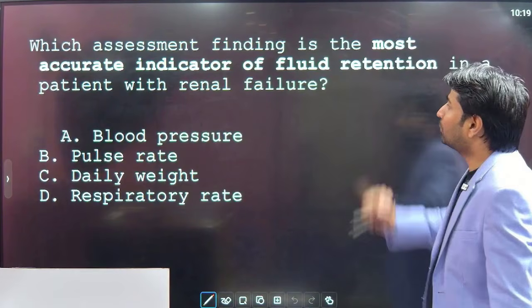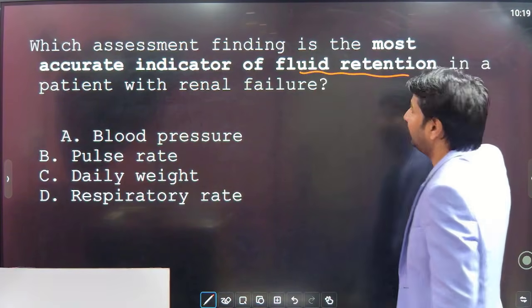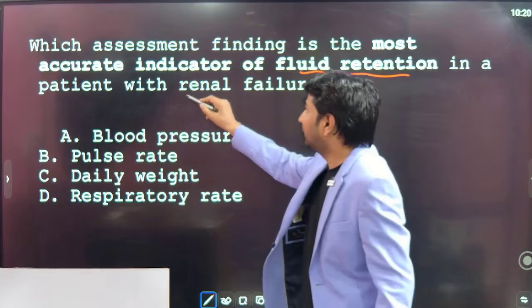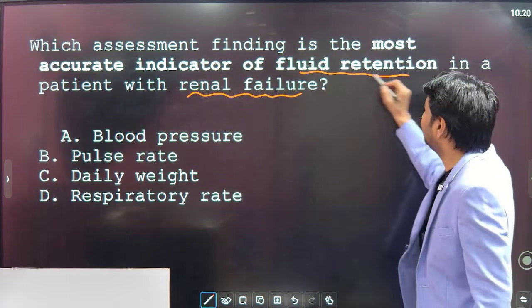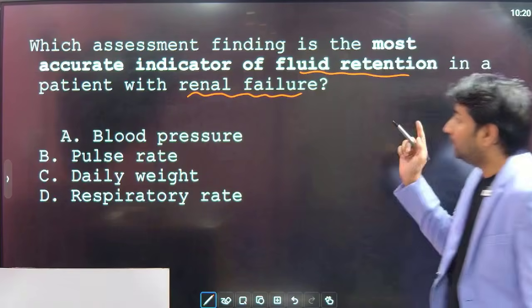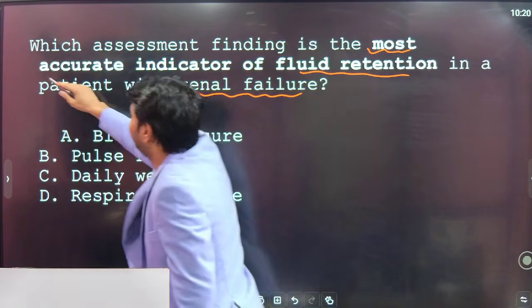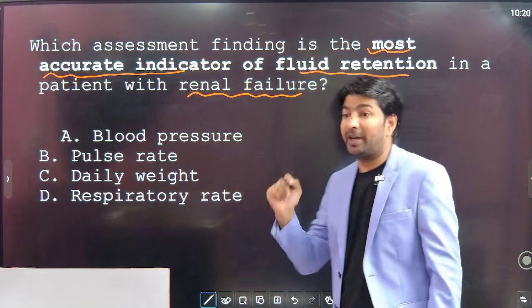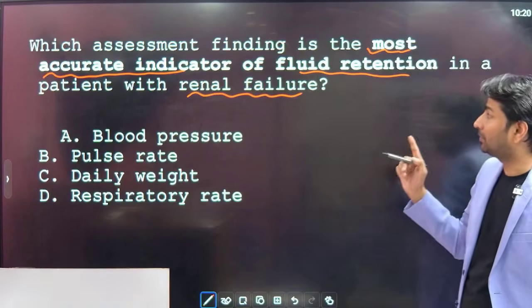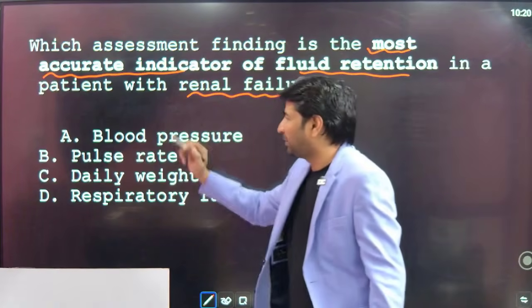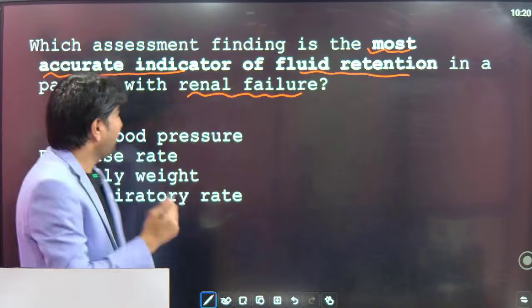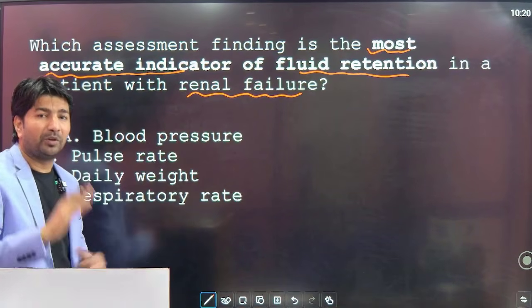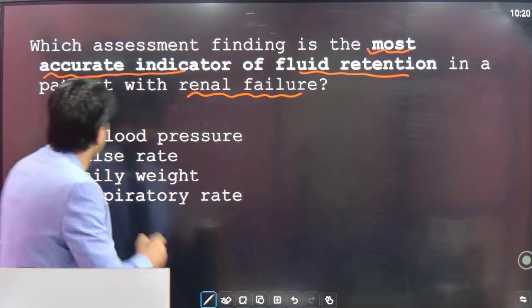Which assessment finding is the most accurate indicator of fluid retention in a patient with renal failure? We need to keep two things in mind here. Our patient has renal failure and they are experiencing fluid retention, but the question asks for the most accurate indicator. This means when fluid retention occurs in a renal failure patient, what's the most common indicator that tells us the patient is retaining fluid? First is blood pressure. Blood pressure might change if there's fluid retention, but this isn't the most reliable indicator. So this option is incorrect.